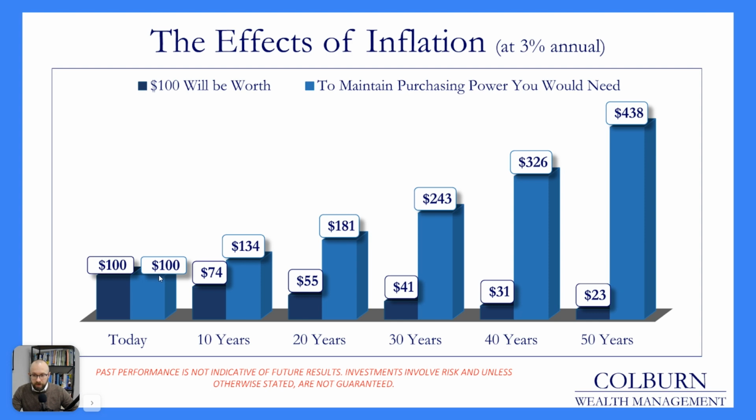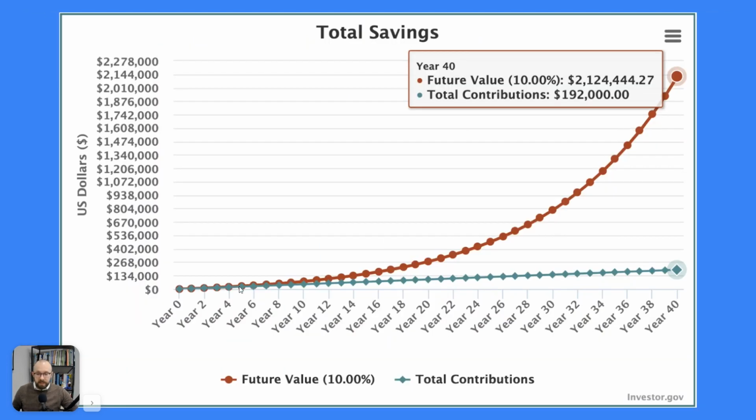So to have the same purchasing power, the same equivalent buying power of $100 today, 50 years from now, at a 3% rate of inflation, you probably need to have somewhere around $440 for the same purchasing power. You're not going to get that from savings. If you just save and you don't invest, you're going to see those contributions build up. So you see a contribution, oh, great. Well, I saved enough and I got $192,000 because I saved every year for 40 years.